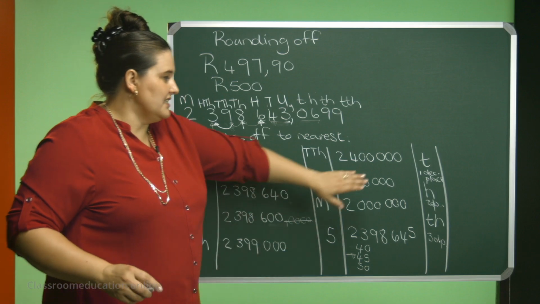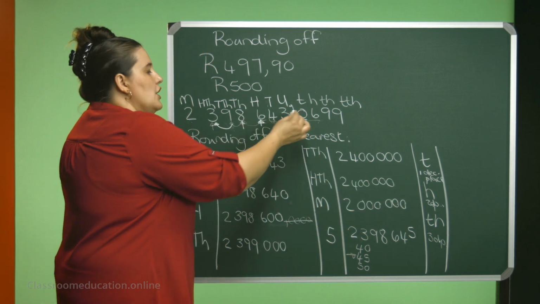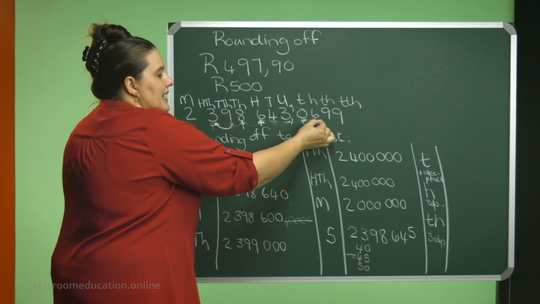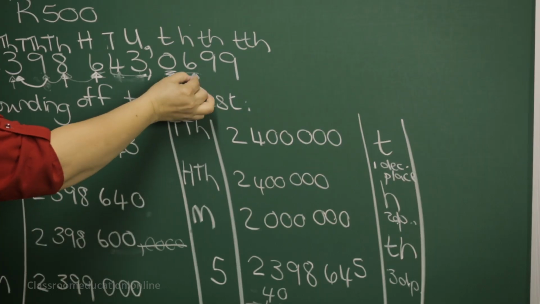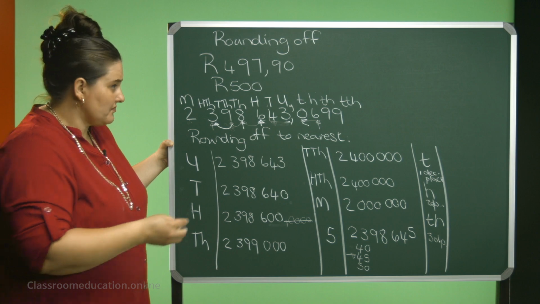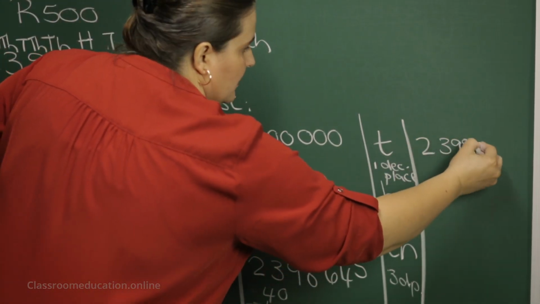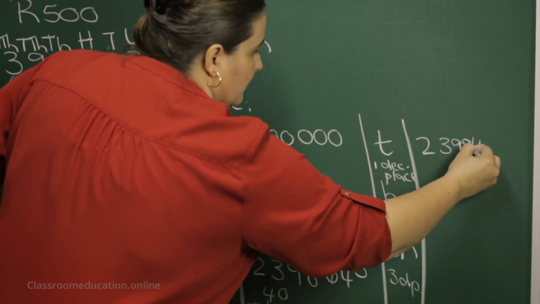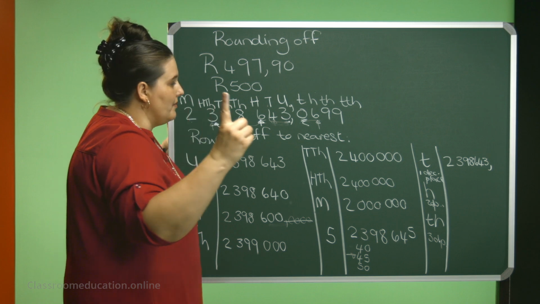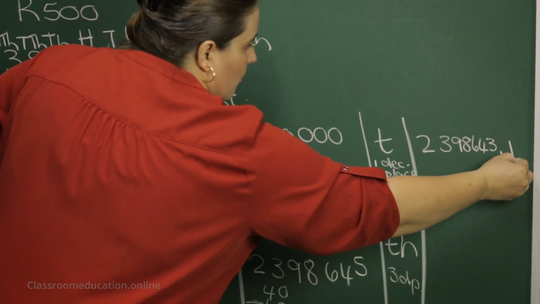Okay, so let's round it off to tenths. I want to round it off to tenths. Look at the value on the right-hand side of the rounding position. It's a 6. Will the 6 be increasing my tenths? Yes. So I will have 2,398,643, comma. I need to have 1 space after the comma. So the 0 becomes a 1, comma 1.